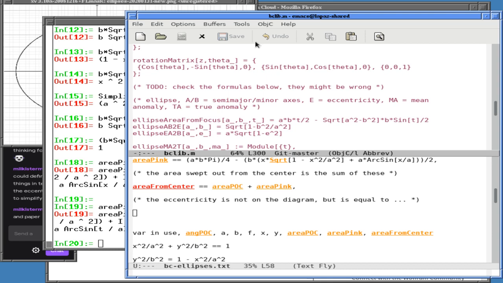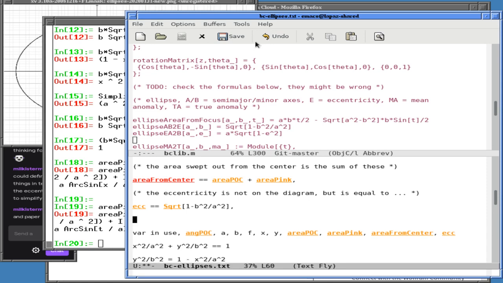Okay. Eccentricity is equal to the square root of 1 minus b squared over a squared. That's another variable we have. And what's the other thing? Oh, yeah. If the ellipse is parameterized... all right, how do you spell that word?